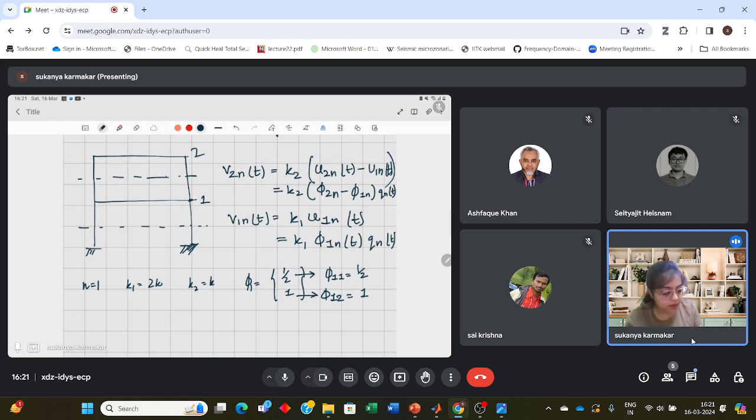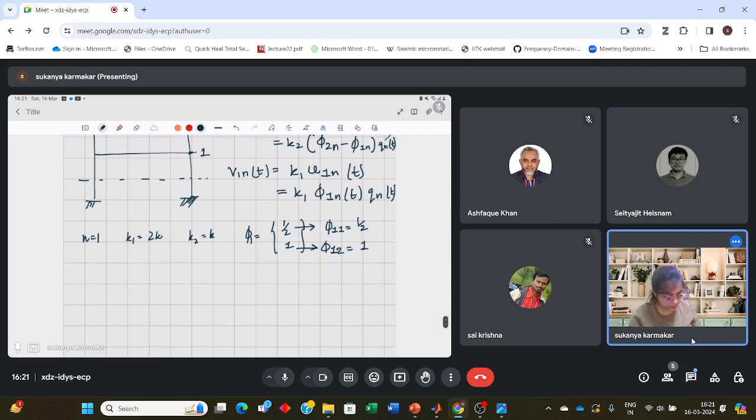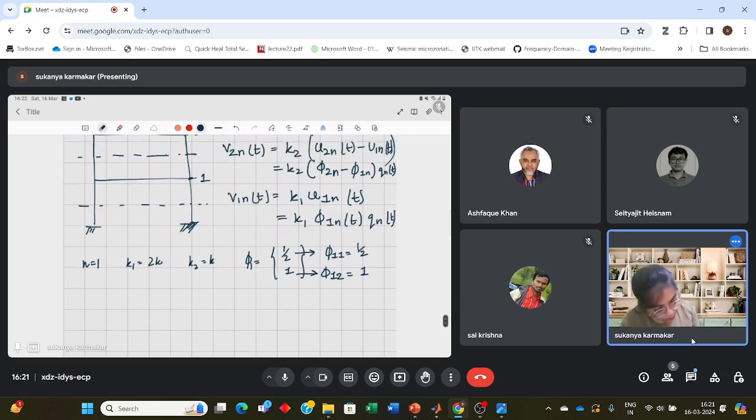Did you get this from here and here? First subscript denotes the mode number and second subscript denotes the floor number. So from here we can get the contribution to the first floor from the first mode. Okay, I should have written it like this, since we are following this notation that first is the floor number and second is the mode number.